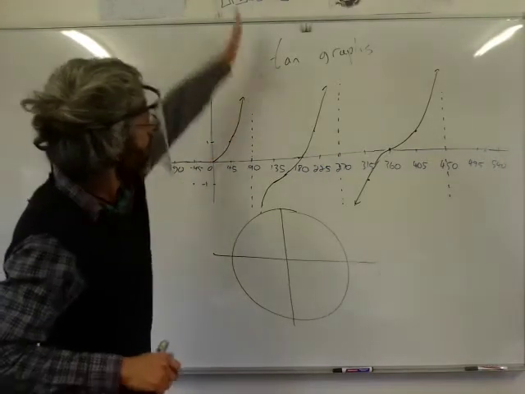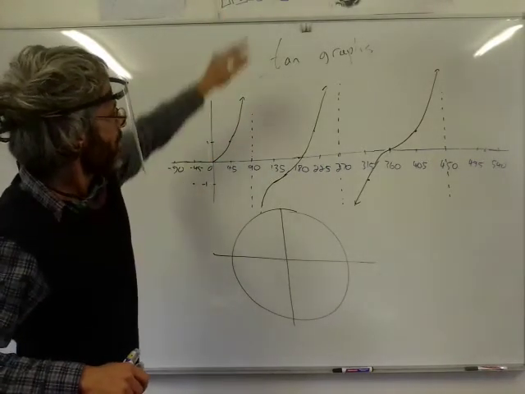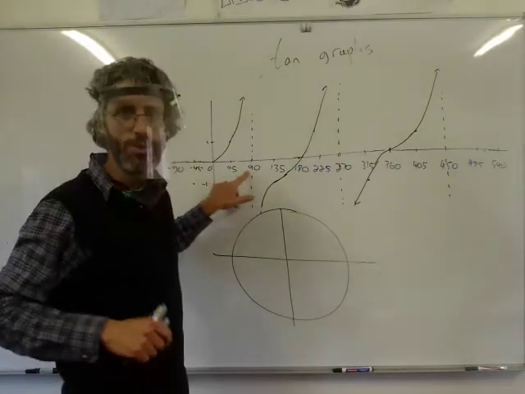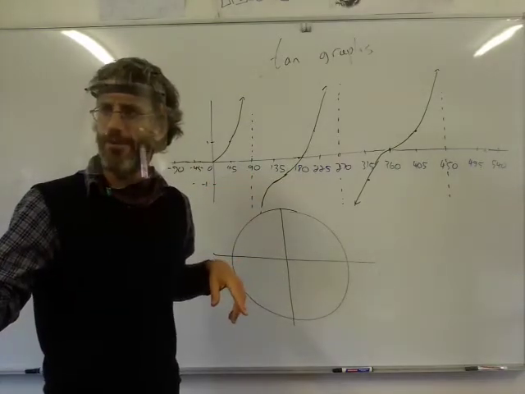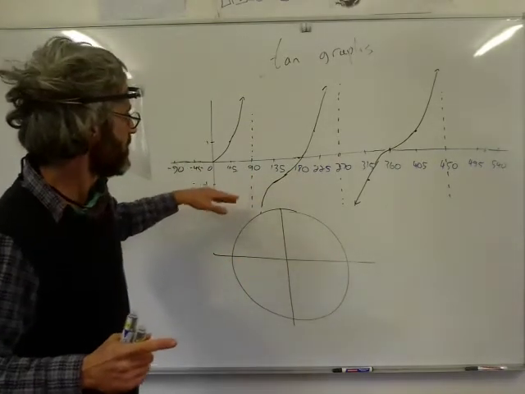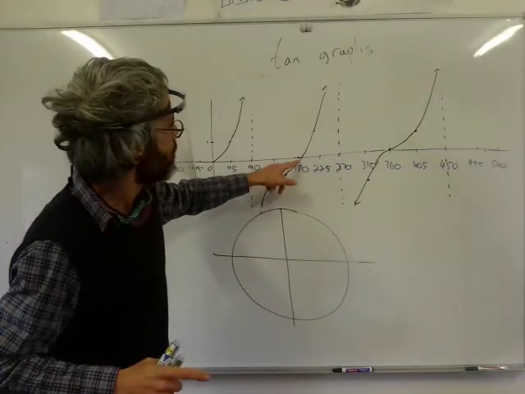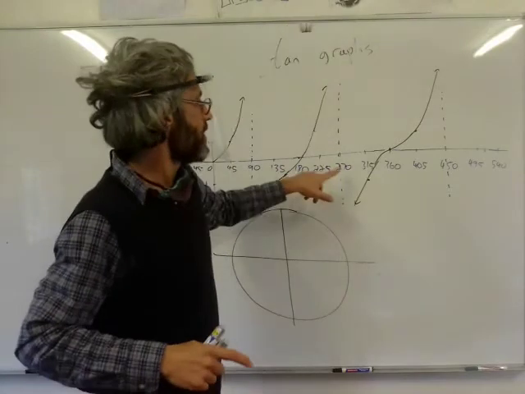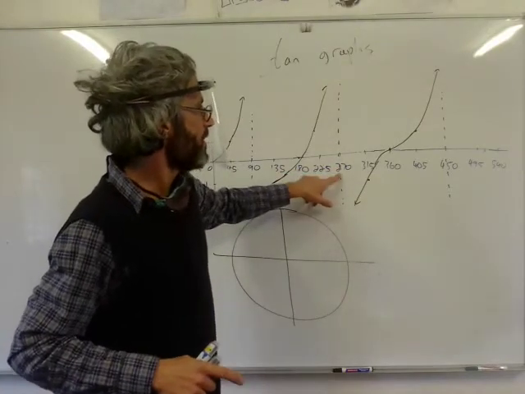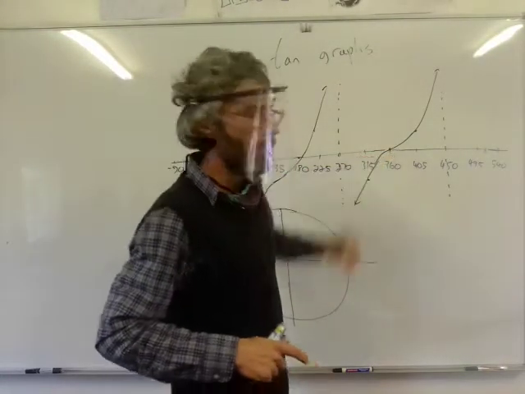Start from 0, it goes up. If you put tan 90, you'll get an error. It'll say error. I'll explain what that means. And then it crosses again at 180, crossing 0. Again, you get an error at 270. And then at 360 it goes back to 0.